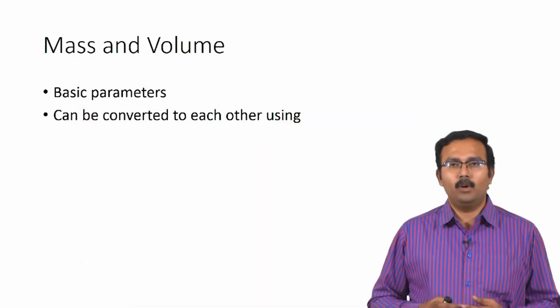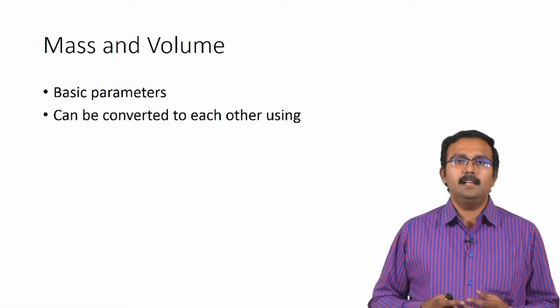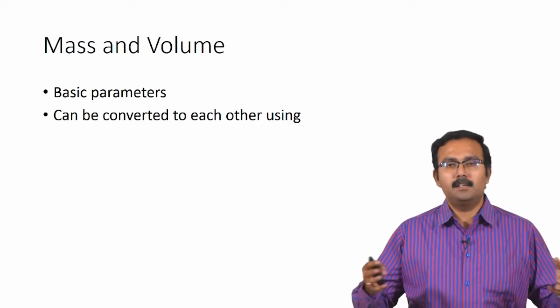Hello everybody, welcome to the next lecture on Material and Energy Balances course. Today we will talk about process parameters and variables. There are many parameters and variables which are used to define any process. So the first and the most common ones are mass and volume. This basically defines what a system could be.